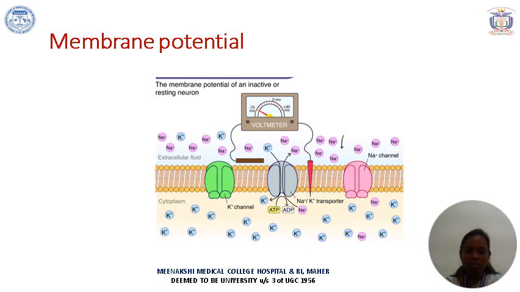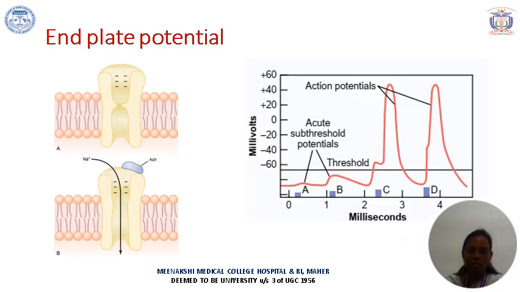So what happens in the action stage? When the stimulus is applied, there is fluctuation in the ionic movements. The first ion that goes in is sodium, because sodium concentration is higher outside compared to inside. When the stimulus is just applied, the fluctuation in ionic movements results in the end plate potential. If the stimulus is adequate enough, that is called the threshold stimulus.